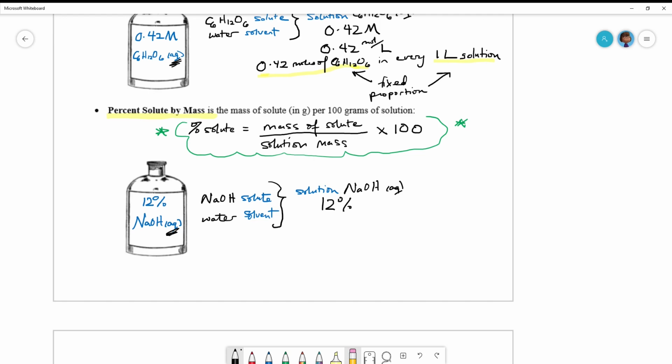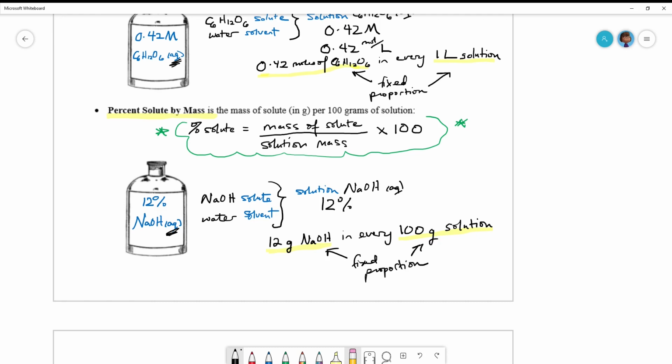Well, it tells us the proportion of solute to solution present in this bottle. What it tells us is that there are 12 grams of NaOH, which is the solute, in every 100 grams of solution. So what we have is the proportion of solute, mass of solute in grams per 100 grams of solution. And once again, this represents the fixed proportion of solute to solution. Fixed proportion.